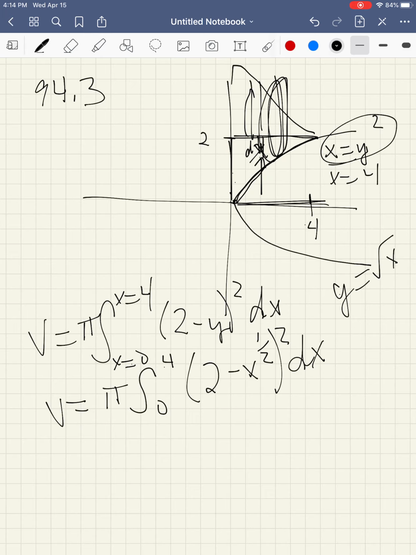It says use the disk method to write an integral in terms of x whose value equals the volume of the solid generated. So that's what we did. We wrote the integral, we're done. They don't ask us to evaluate it. All right, next.